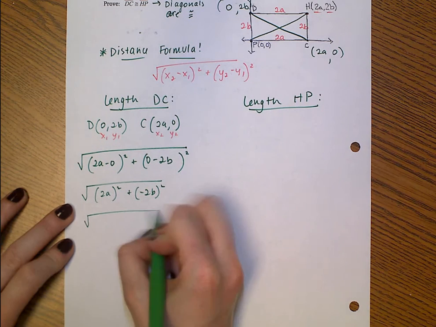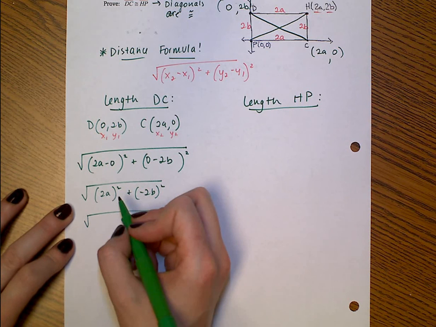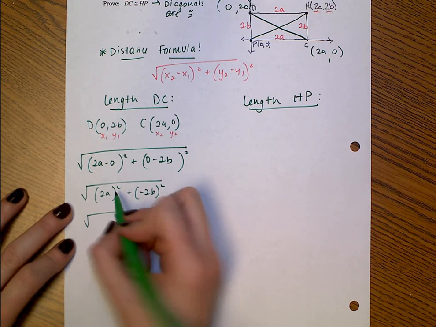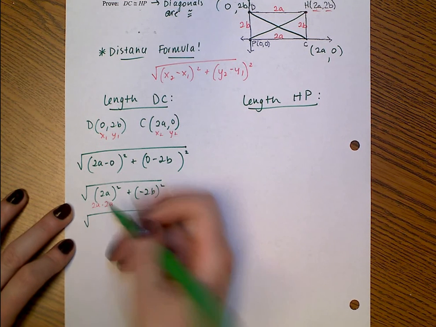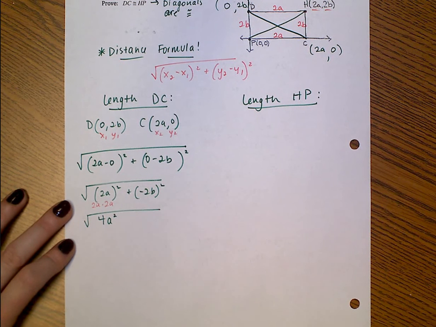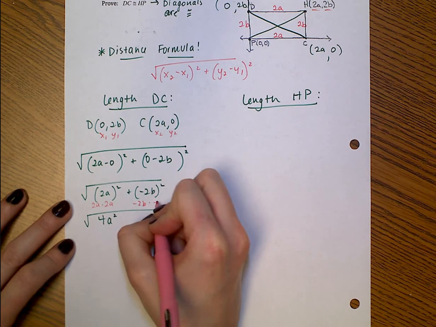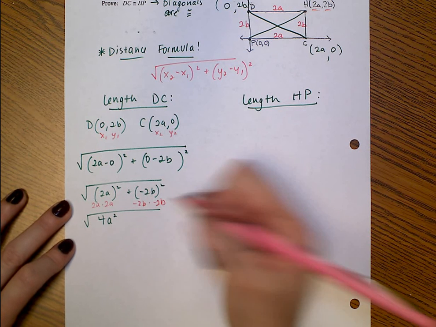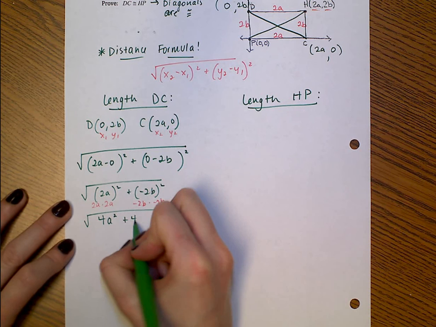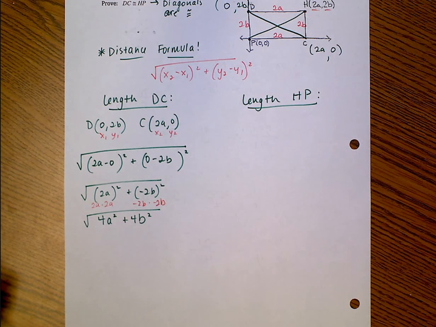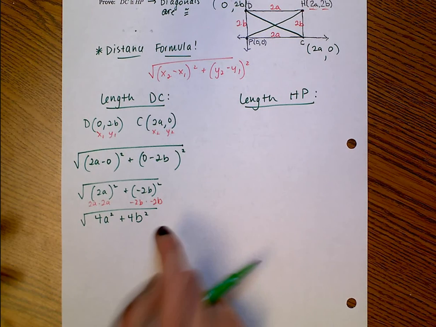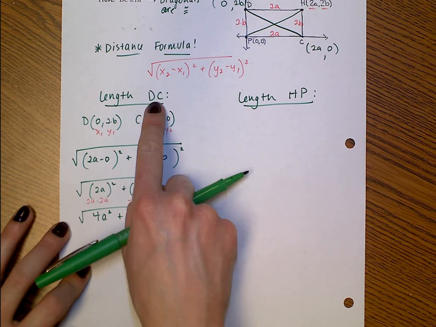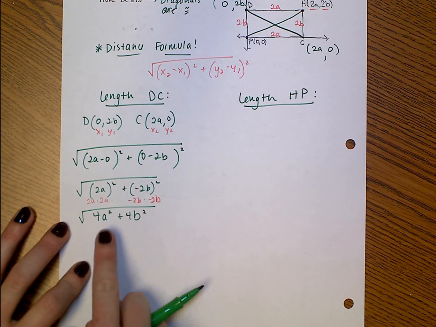Now take care of your exponents. 2a squared is 2a times 2a, which is actually 4a squared. And negative 2b squared is negative 2b times negative 2b, which is positive 4b squared. Now, it looks crazy, but actually that's as far as you can get it. You can't do the square root of both. It just doesn't work like that with all your radical rules. So that's the length of side DC, that diagonal, which is a disgusting answer.